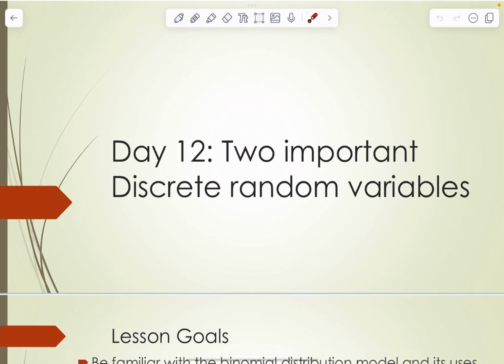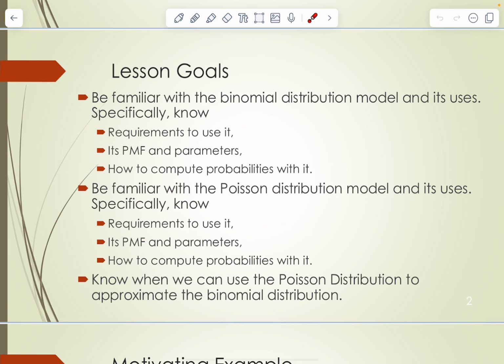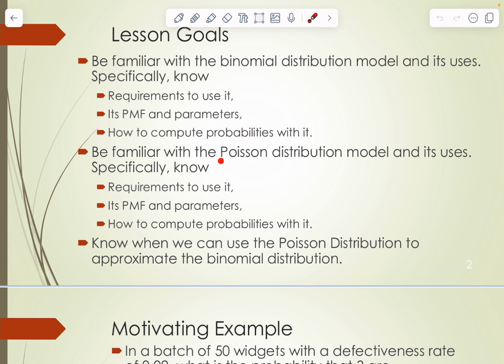Hello everyone. Today we're talking about two important discrete random variables. The goals are to be familiar with the binomial distributions, its requirements, probability mass function parameters, and how to compute probabilities with it. For the Poisson distribution, we need to be familiar with the model and its uses.